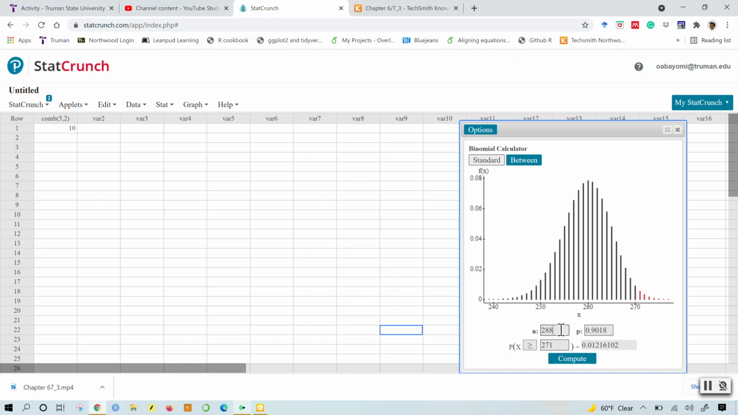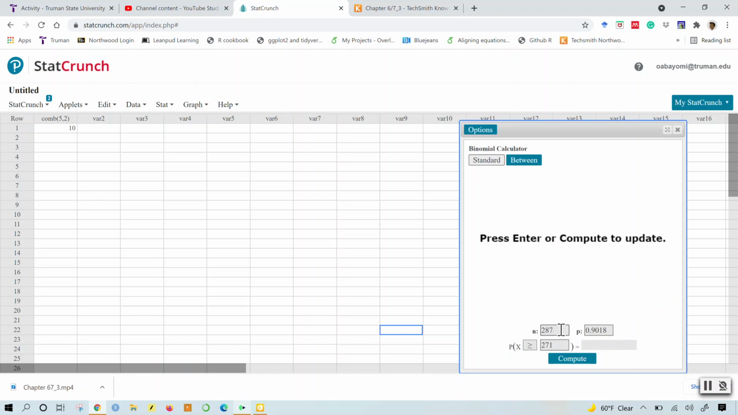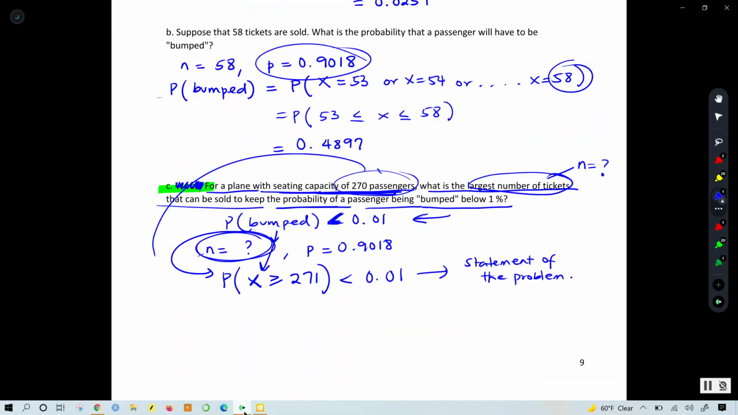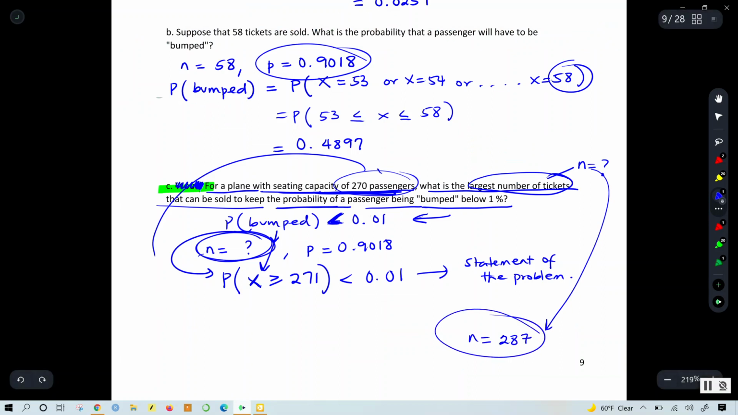So what was the last number I tried for n? It was 287. This is the magic number. So n equals 287. That is the number I want. So the answer to this problem is n equals 287. This is the largest number of tickets that must be sold in order to keep the probability of a passenger being bumped below 1%.